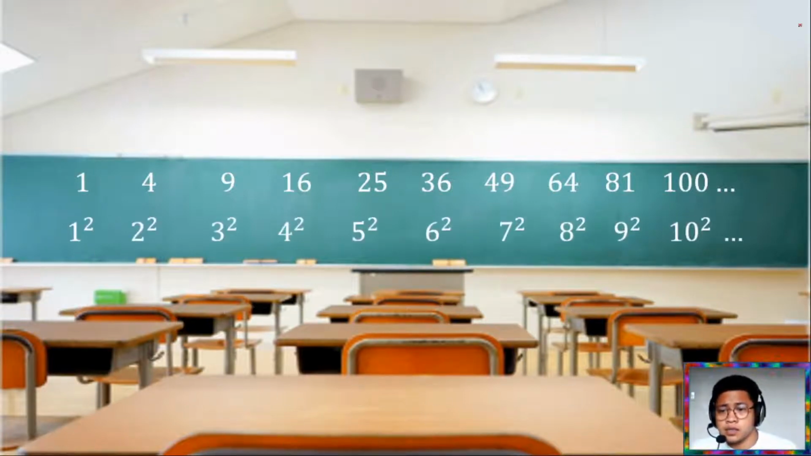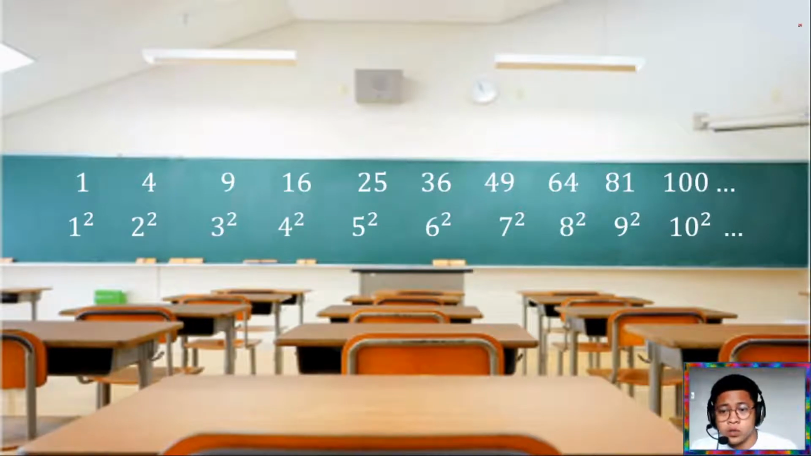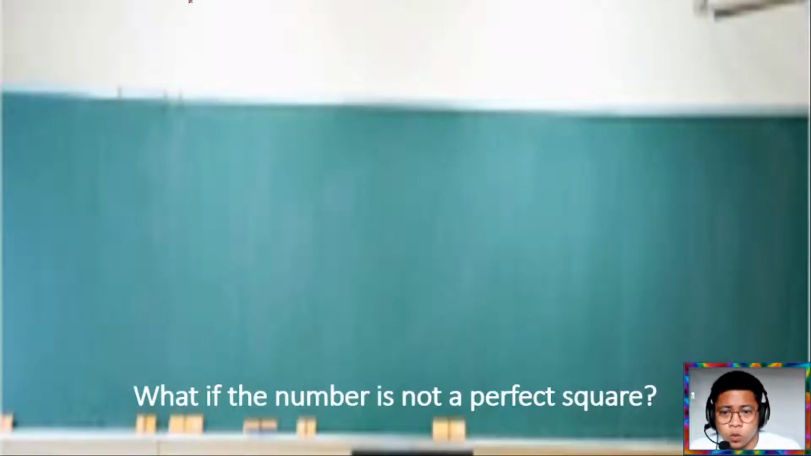Example is 1. 1 times 1 is 1. 2 times 2 is 4. 3 times 3 is 9. 4 times 4, 16. 5 times 5, 25. 6 times 6, 36. 7 times 7, 49. 8 times 8, 64, 9 times 9, 81, 10 times 10, 100, and so on and so forth. But the question is, what if the number is not a perfect square?